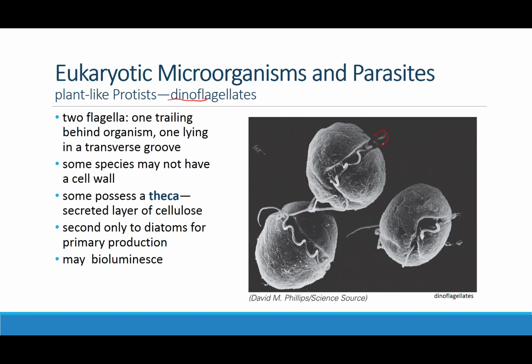And some species may or may not have a cell wall around them, but many or some of them possess a non-cell wall, but a secreted layer of cellulose called a theca. So cell walls or theca or no cell wall at all, depending on the group. And they're second only to diatoms for their ability to do primary production.